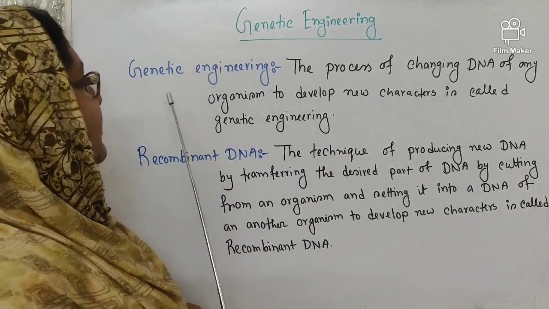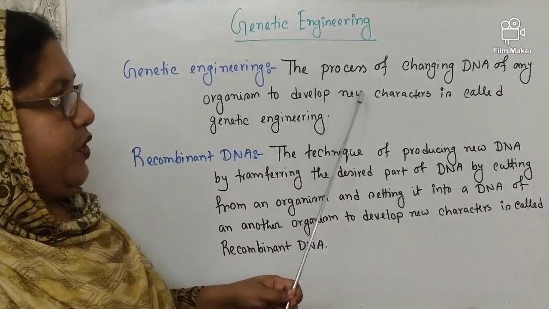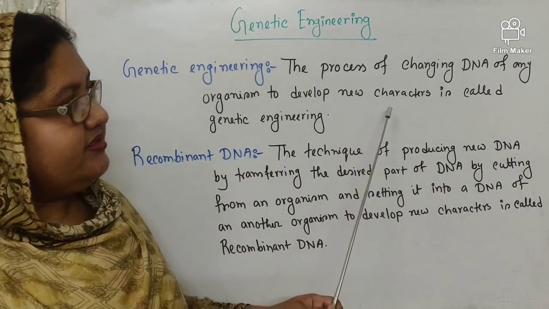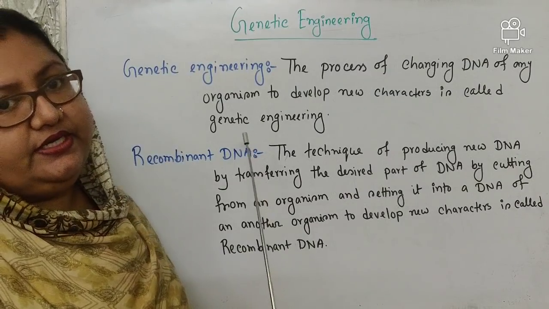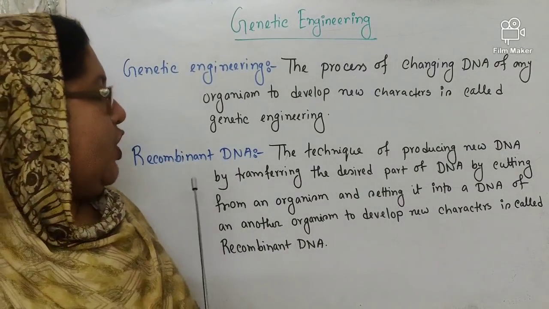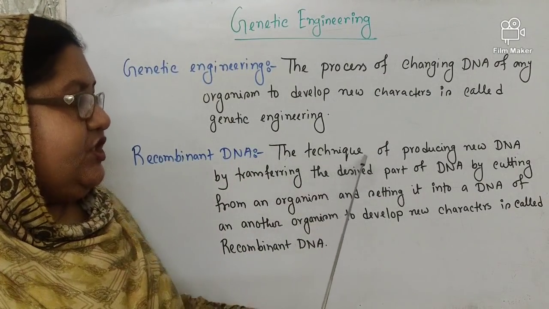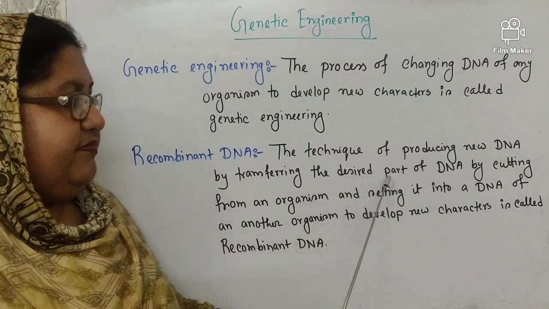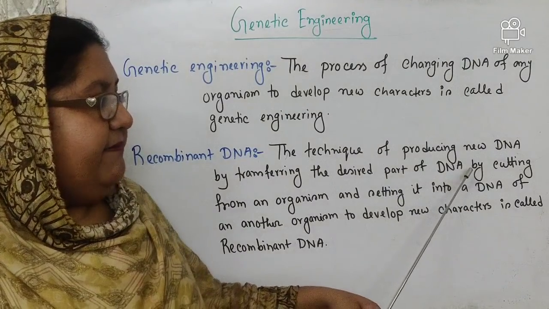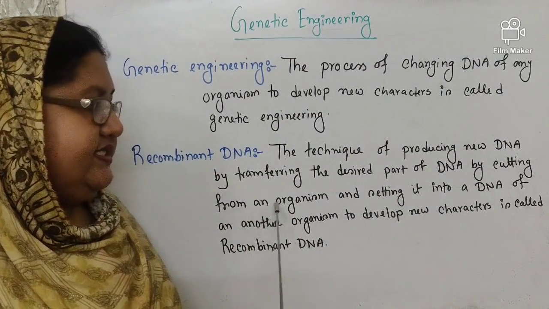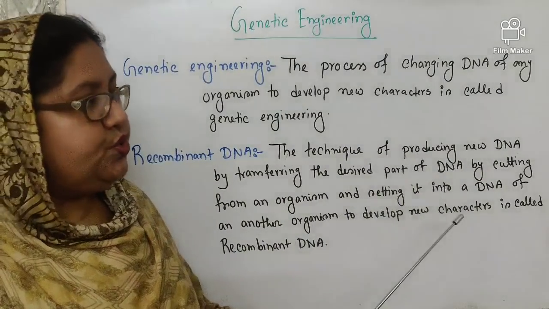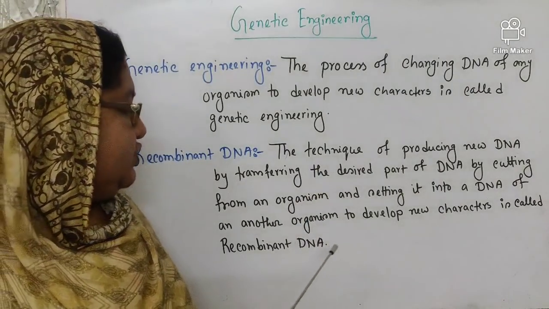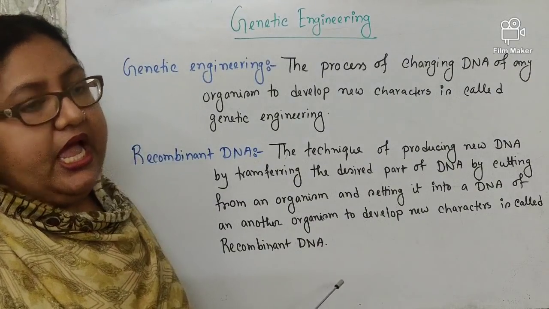Now, what is genetic engineering? The process of changing DNA of any organism to develop new characters is called genetic engineering. Next, what is recombinant DNA? The technique of producing new DNA molecule by transferring the desired part of DNA by cutting from an organism and setting it into a DNA of another organism to develop new characters is called recombinant DNA.